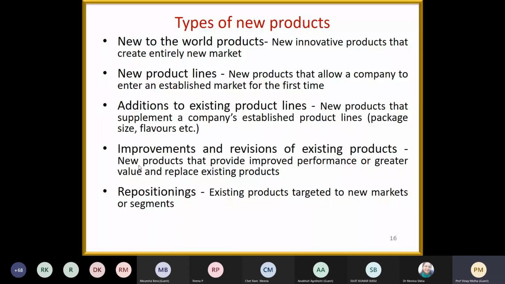Or the last one is that you can go for repositioning. Repositioning means that existing products are targeted to new markets or segments. So the product is the same, but it is sold to one particular market, and now you enter into some other market.